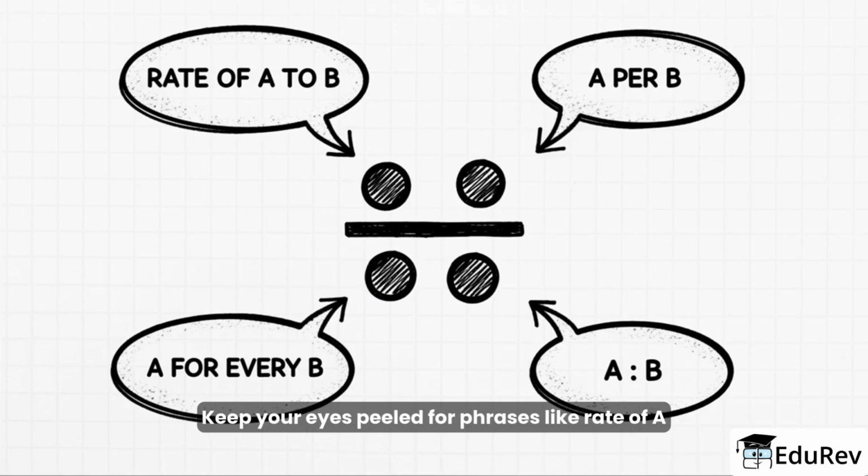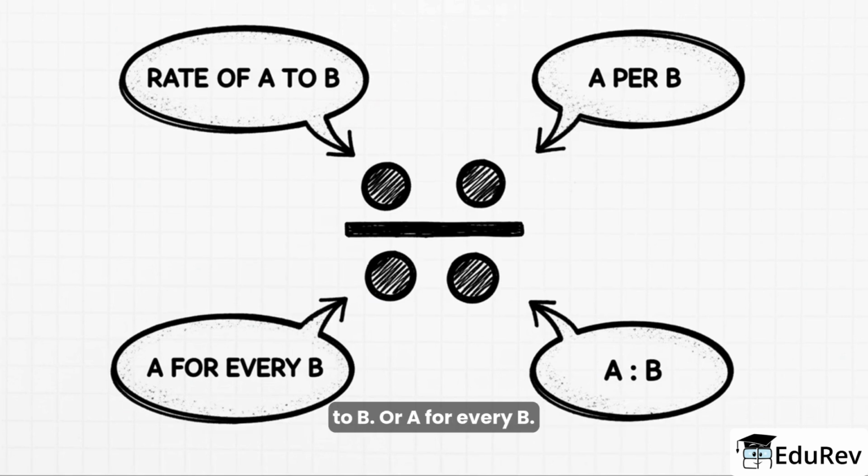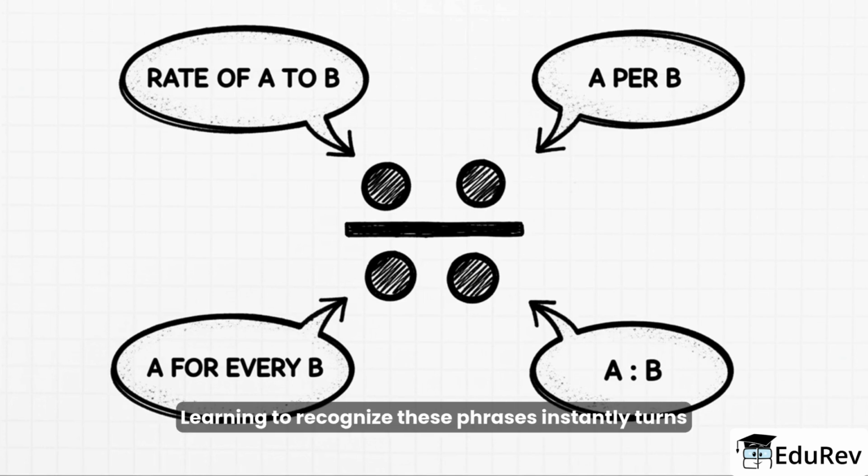And per isn't the only clue you'll find. Keep your eyes peeled for phrases like rate of A to B, or A for every B, or even just a simple colon. They all mean the exact same thing, A divided by B. Learning to recognize these phrases instantly turns a confusing paragraph into a nice, simple calculation.